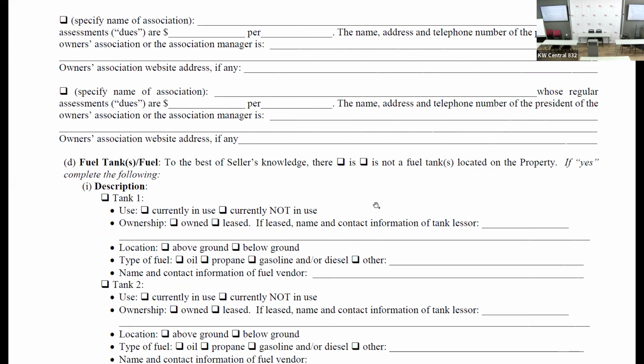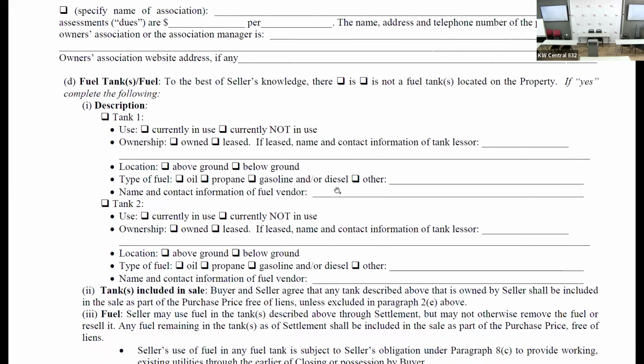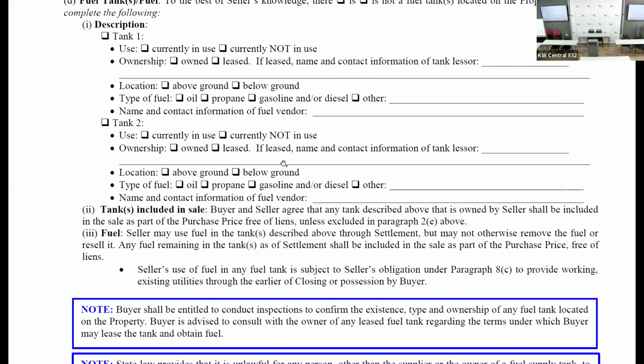Fuel tanks, same thing. They're either there or not, and this should never be blank. I see a lot of them where there's just nothing on here. It either is or it isn't. If there's not, we don't have to do anything else with the rest. If there is not, then you're done, but you just have to check and say there is not. If there is, then there's a little additional information that you need to fill out.